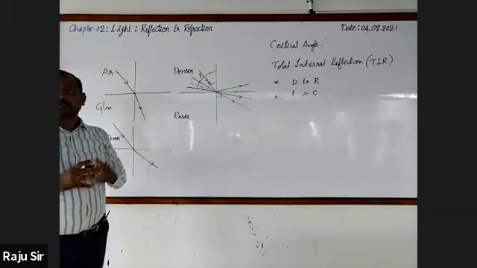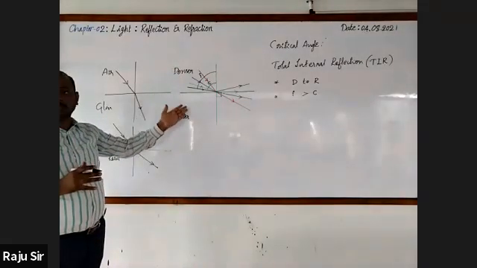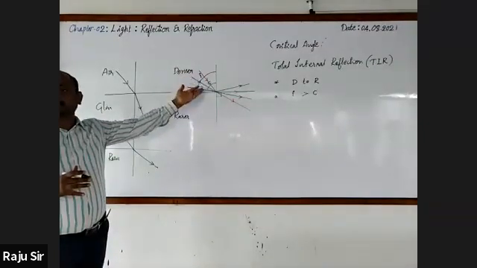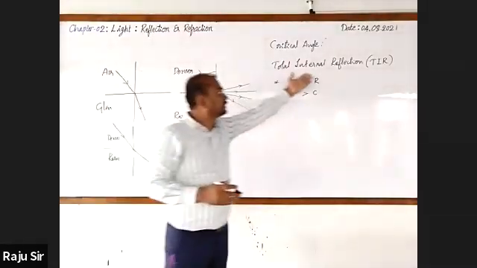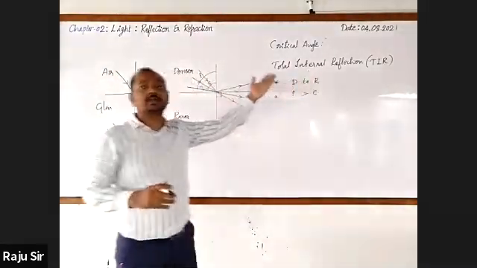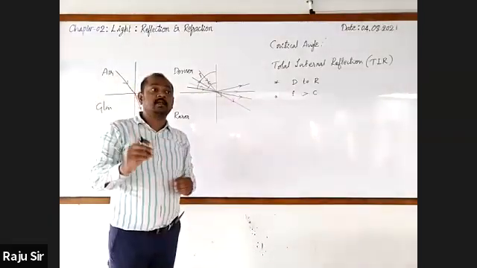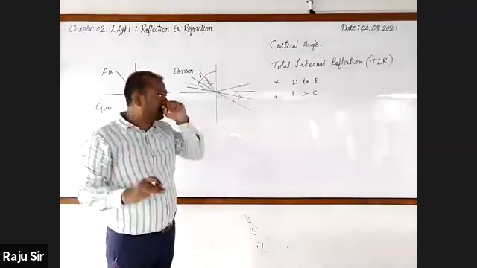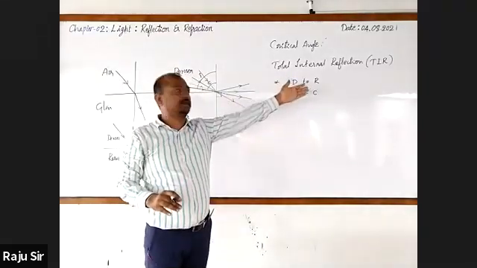Understood? When a ray of light travels from denser medium to rarer medium, if its angle of incidence is greater than the critical angle, then it undergoes reflection. We call that reflection total internal reflection. This is the phenomenon that takes place in transparent material. So these are the two conditions under which it takes place.